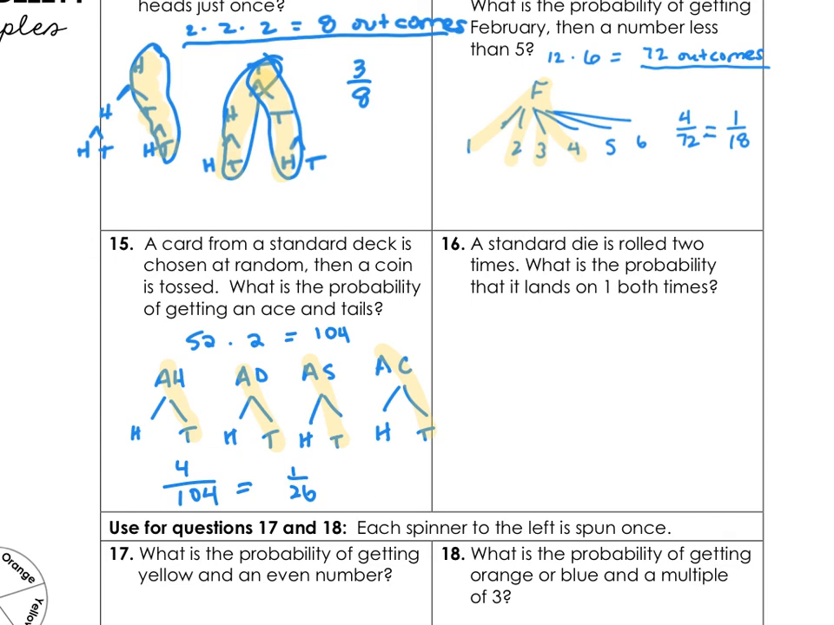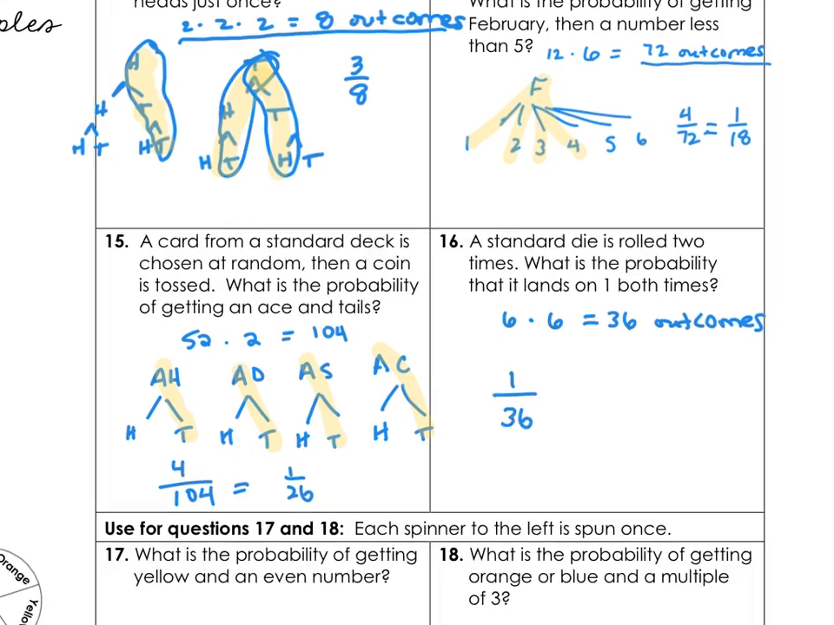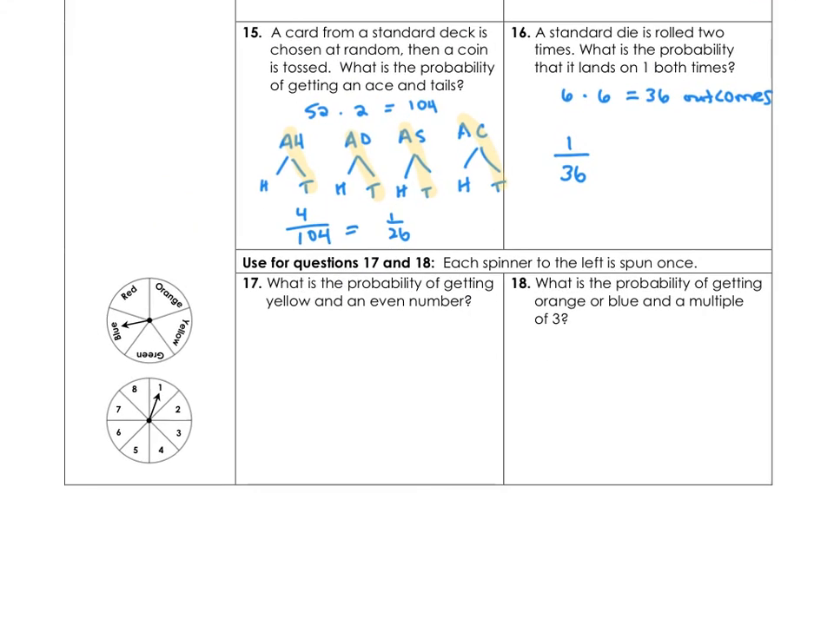Okay. A standard die is rolled 2 times. What is the probability it lands on 1 both times? Well, we've got 6 times 6, so that's going to give me 36 outcomes. And then the probability that I'm going to get a 1 both times is just going to be 1 time. There's only 1 chance of getting a 1 and then a 1. Everything else is not going to have double 1. So it's going to be 1 out of 36. Pretty easy stuff.